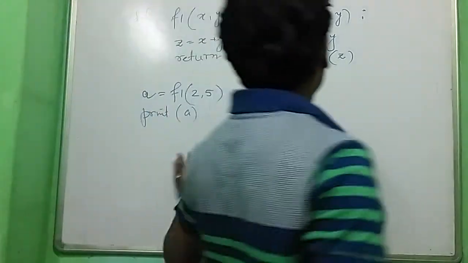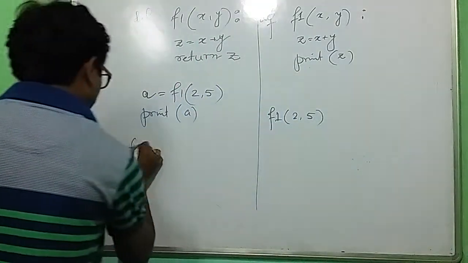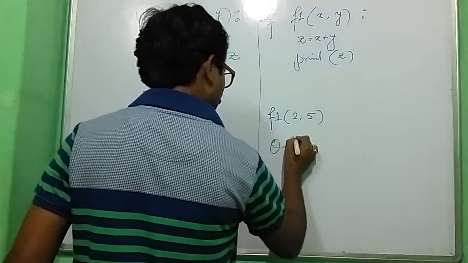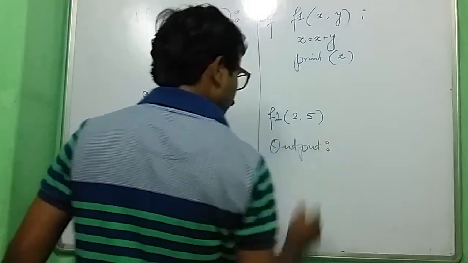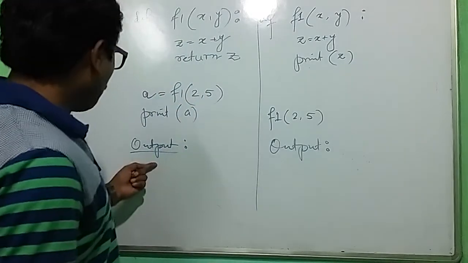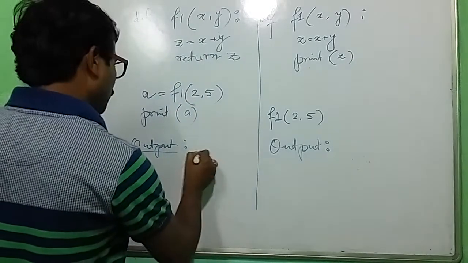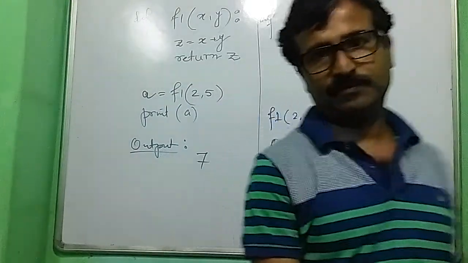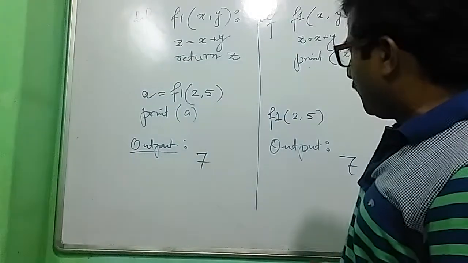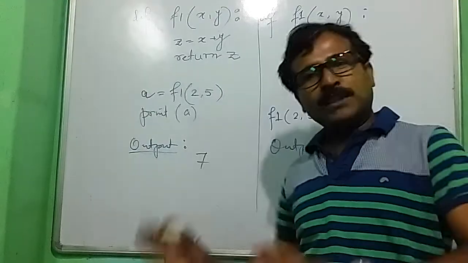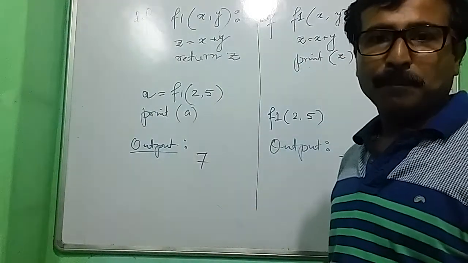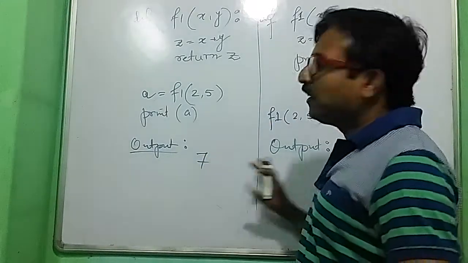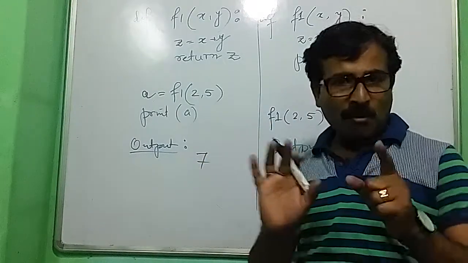Now if you find out the output, right? If you find the output, over here the output will be 7, over here also output is 7. Okay, but if you see the output, in both the cases outputs are the same, but if you see the logic of the program, very different. Now how does it happen?